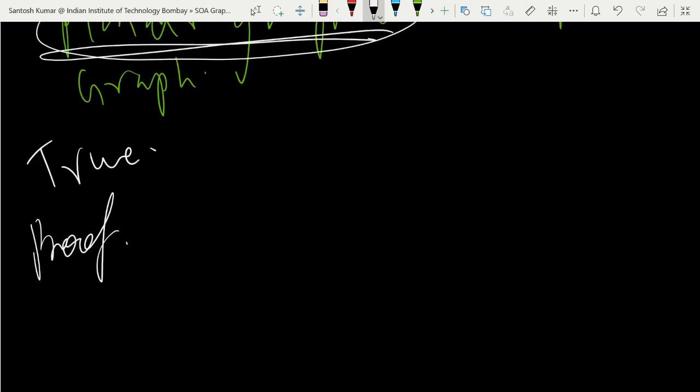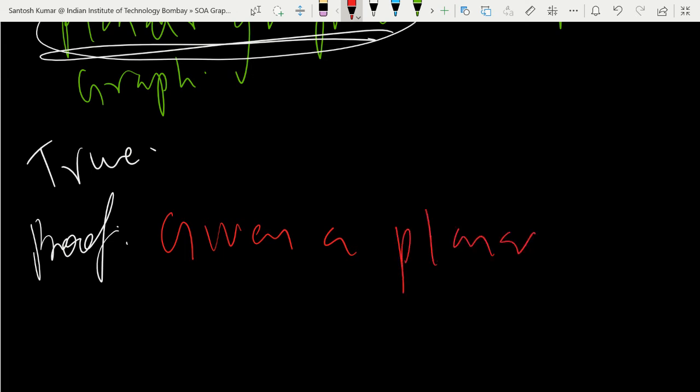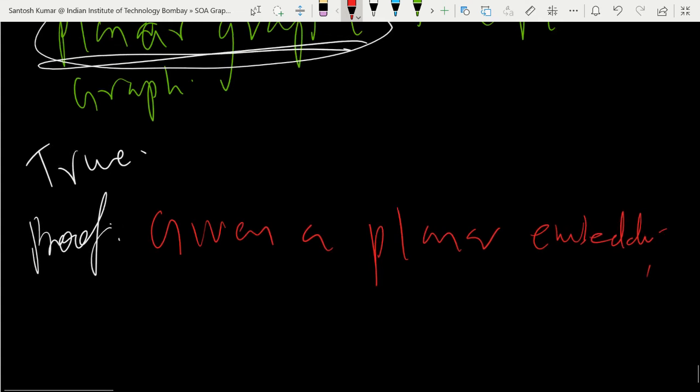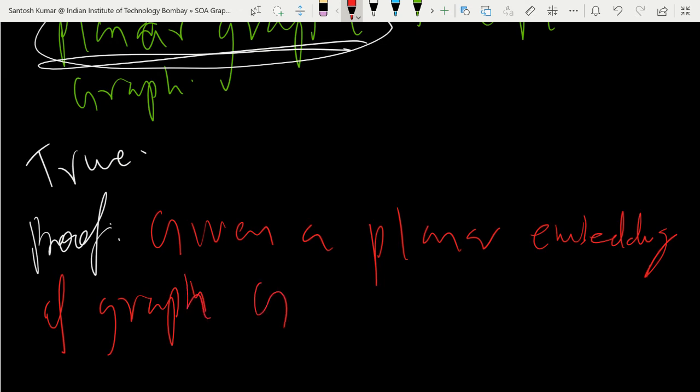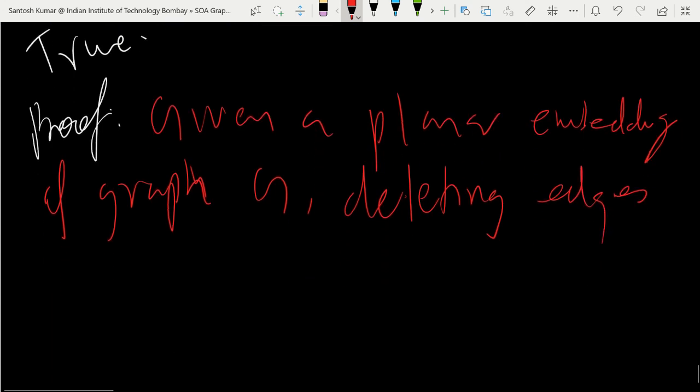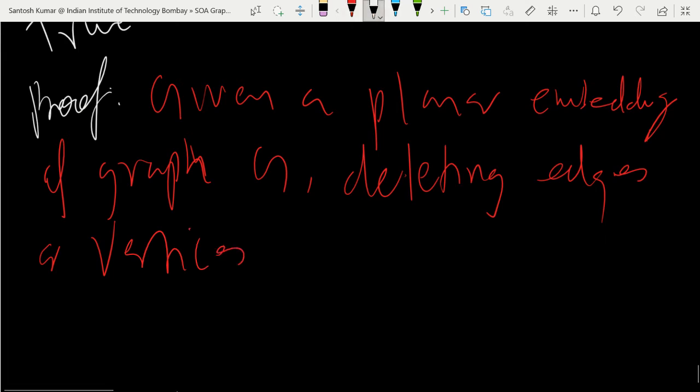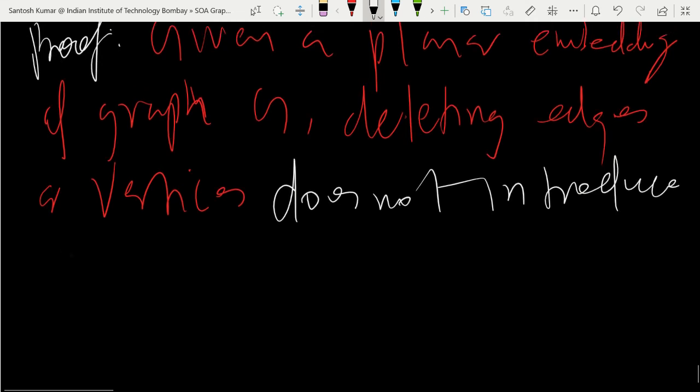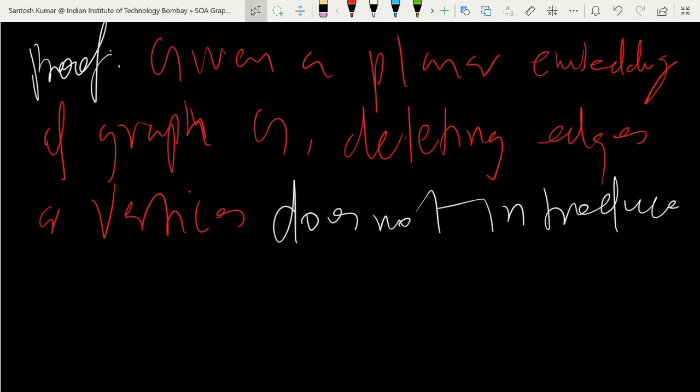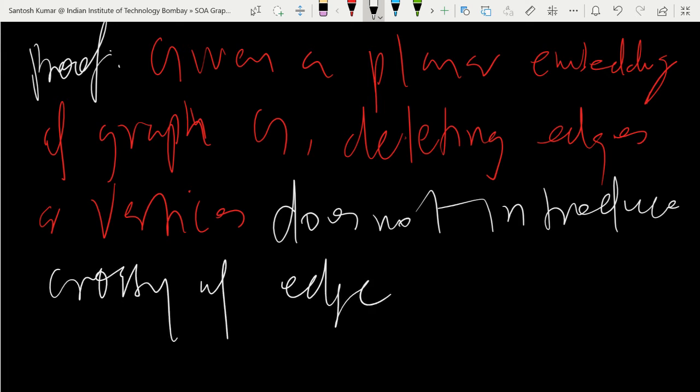For the proof, you just have to convince in your own language. Suppose we are given a planar representation, or planar embedding, of graph G. Deleting edges or vertices does not introduce crossing of edges, because when you add edges or vertices, it may introduce crossing of edges. But to get the subgraph, you delete the edges, so that does not introduce any crossing of edges.